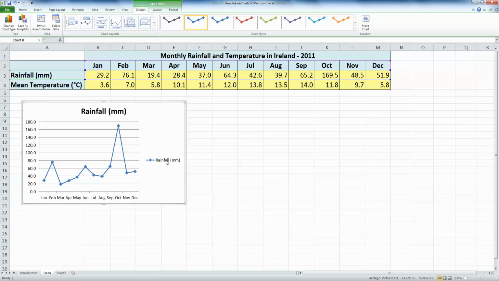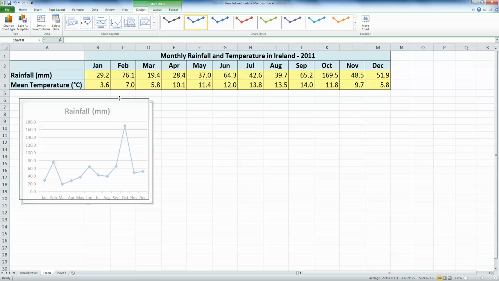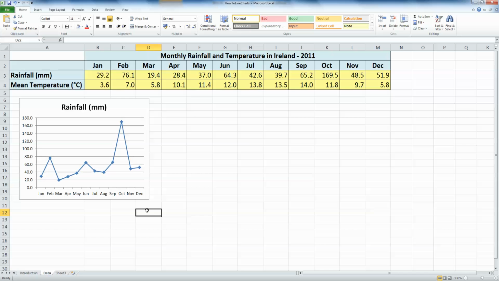Now, as it's only one piece of data, I'm going to remove this legend here at the right-hand side and make the chart a little bit smaller to give myself a little bit of room. And that's my simple rainfall chart. It shows me the trend throughout the year. It shows in particular a lot of rain that year in October. And my millimeter figures are here on the left and my monthly data on the right. And the blue line represents a line chart for my rainfall data.